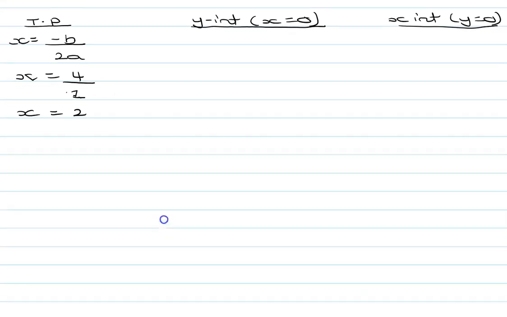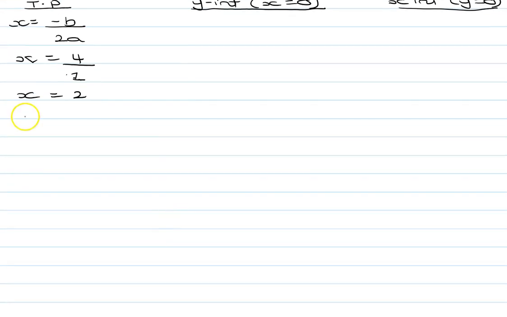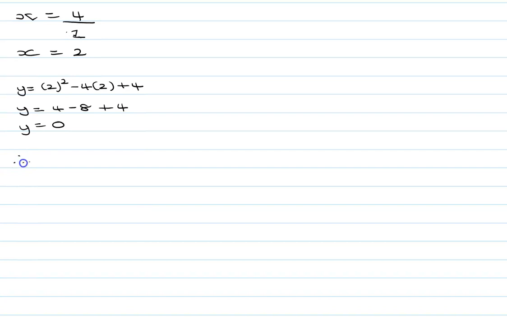Now don't forget, this just gives you the x-coordinate of the turning point, and to find the y-coordinate of the turning point, I'll need to substitute the value x equals 2 into the original equation. So it was y equals x squared minus 4x plus 4, so I'm going to do 2 squared, minus 4 times 2, plus the 4. And if I work all that out, I get 4 minus 8 plus the 4, y equals 0. So we can now say that the turning point is at the coordinate 2, 0.